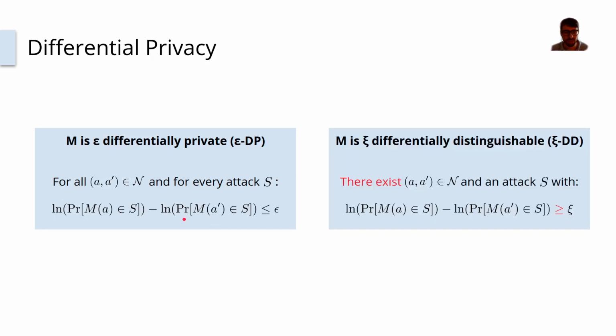However, in this talk, we focus on our newly coined term of differential distinguishability, where we would say that M is psi differentially distinguishable, referred to as psi-DD, if there exists A and A prime and an attack S such that this expression here is at least psi. So differential distinguishability is almost the opposite of differential privacy, except that we have a greater or equal here instead of a greater than.